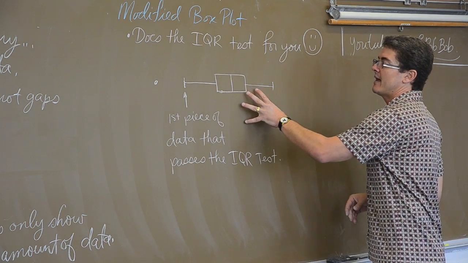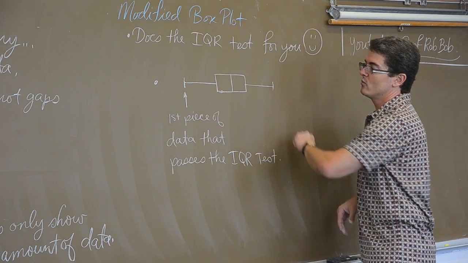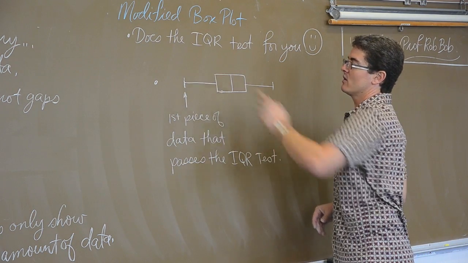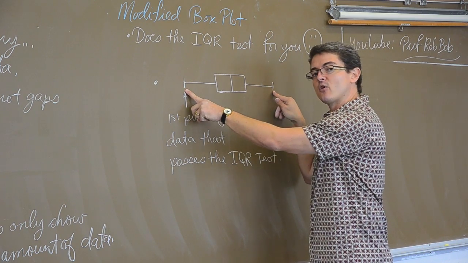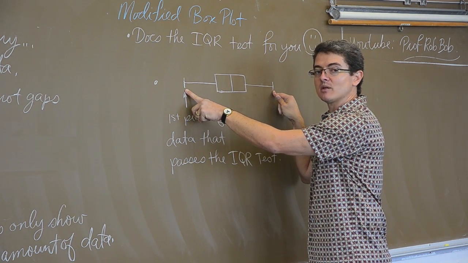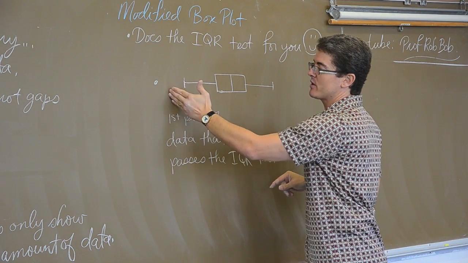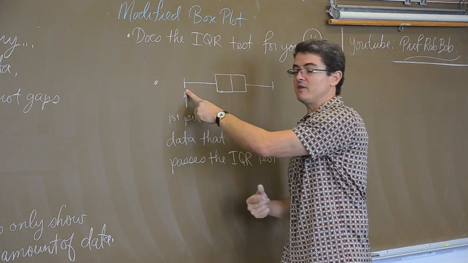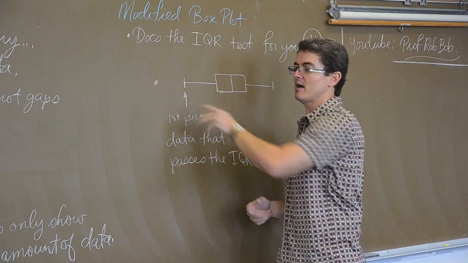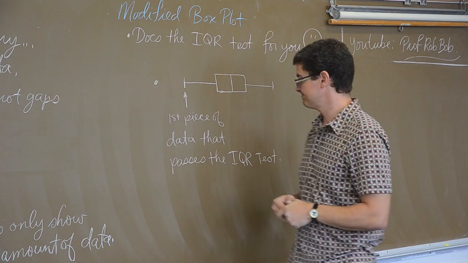Well, your calculator will do that for you. And when you see this box and whisker plot, or box plot, your whiskers will start and end at the first or last piece of data that actually passes the IQR test. So if the lower bound is maybe 40, but the first piece of data that's greater than that lower bound is 50, that whisker is going to be at 50, not at the 40, not at that imaginary lower bound we've set up by doing the IQR test.